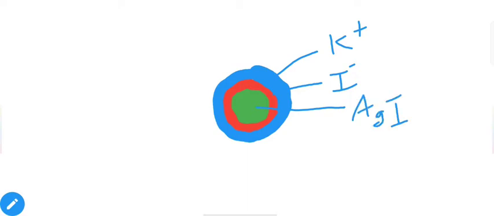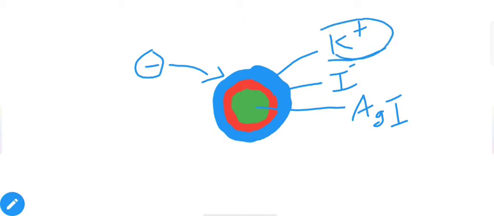Suppose at the center we have our solid. That means let us say it is silver iodide. So the second layer is of iodide ions and the third layer is of K plus. So we have a double layer situation here. Now at the surface we have a positively charged layer. That means we have K plus at the surface, the second layer is iodide, and at the center we have silver iodide. So when we place a negative ion in this sol, obviously this negative ion will feel attraction at the surface because the surface has positive charge here.